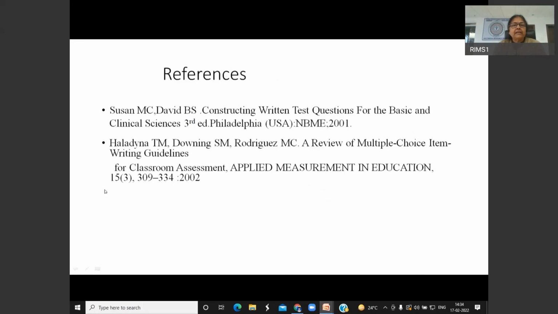Now, these are the references I have just told you about. This is Susan et al., Constructing Written Test Questions for the Basic and Clinical Sciences. And Haladyna, T.M., and Downing et al. have written the review of multiple-choice item writing guidelines.